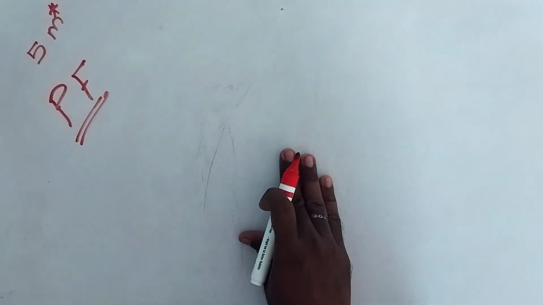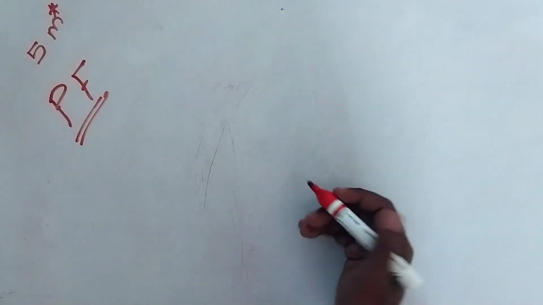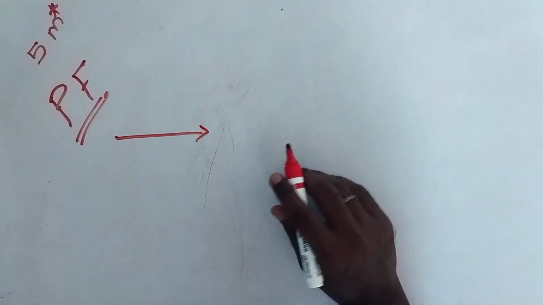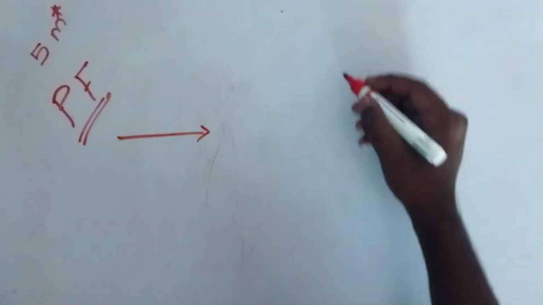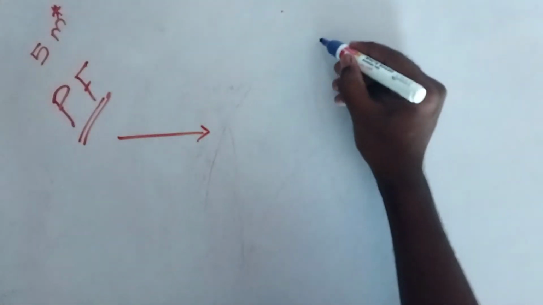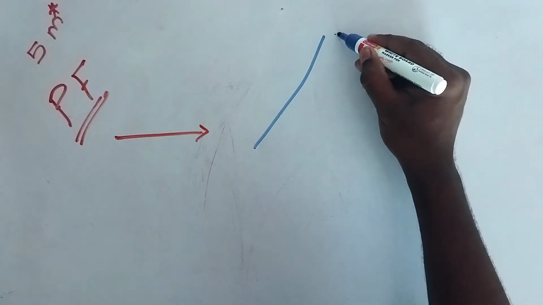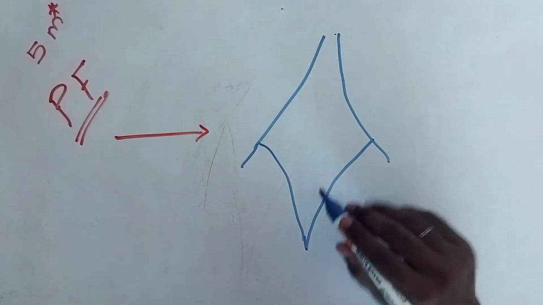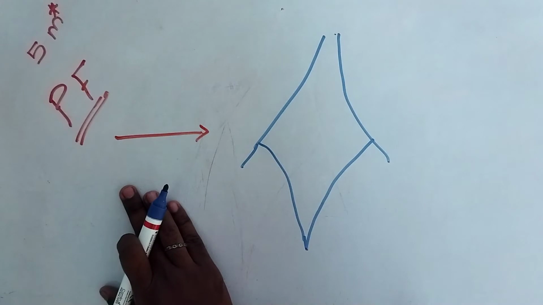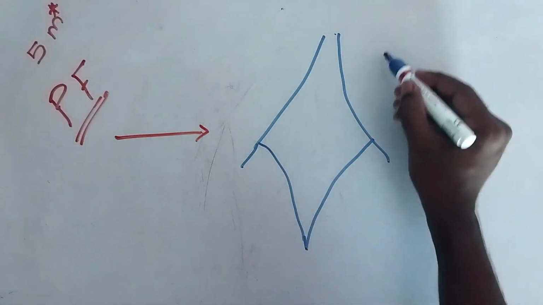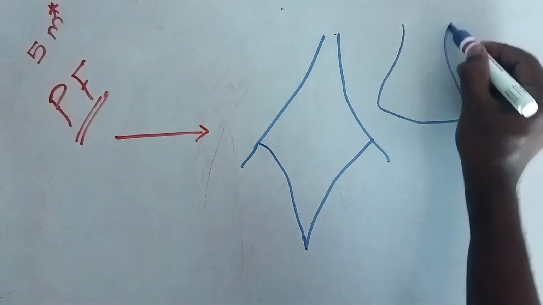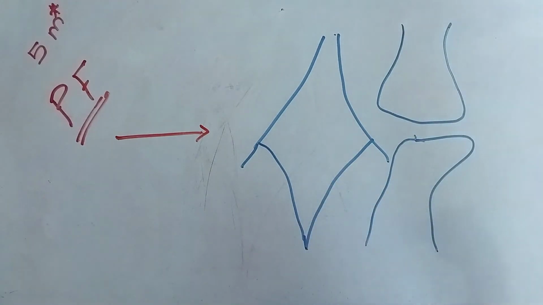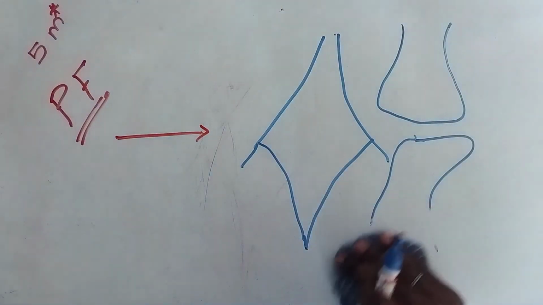While studying the popliteal fossa, we should know where it is located. It lies just behind the knee joint, and its shape is diamond shaped. That means it looks like this. This is the diamond shape of the popliteal fossa, and it is present at the lower end of the femur and the upper end of the tibia.